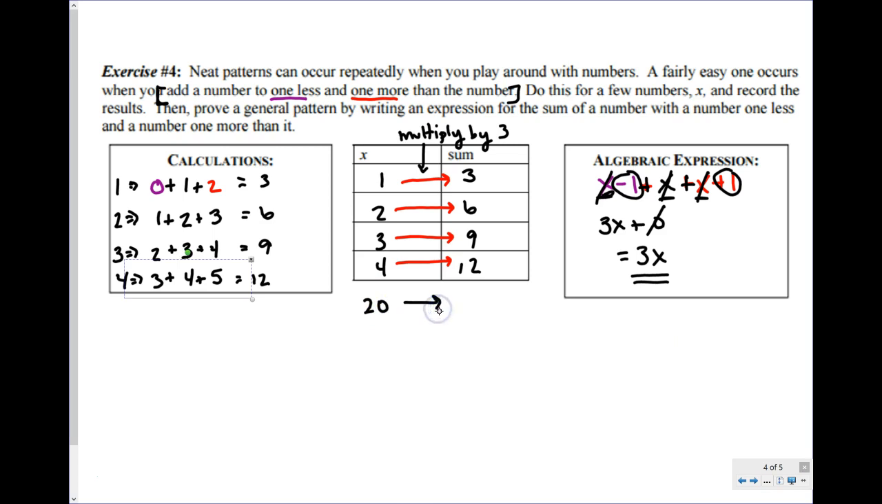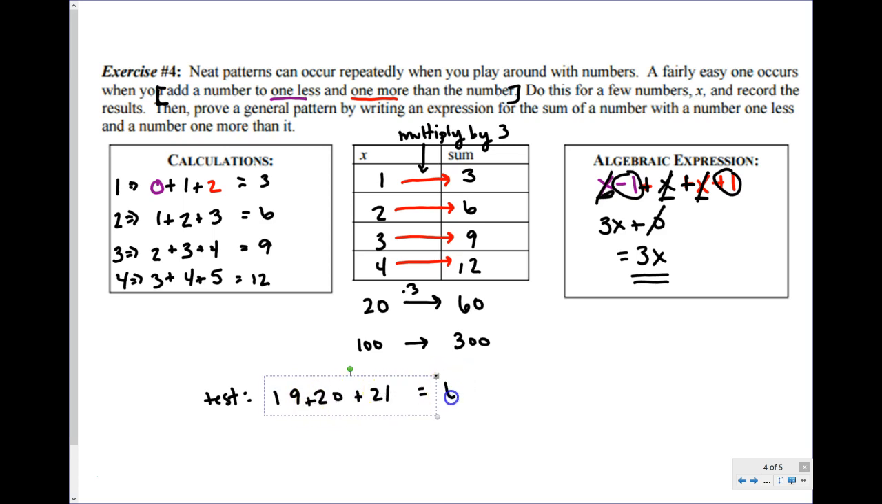So let's say I pick a number like 20. What do you think the sum would be? It would be the number 60, I times it by 3. But the number 100, what do you think it would be? 300. And we can test this. Let's do 20. One number less would be 19, and one number greater would be 21. What's 19 plus 20 plus 21? It's 60, so it works.